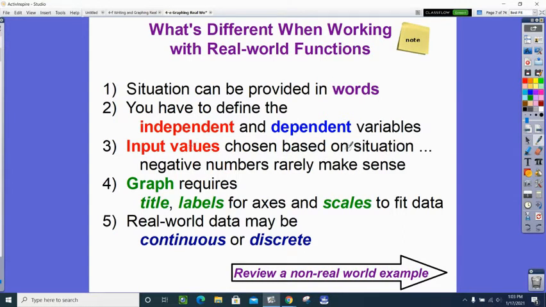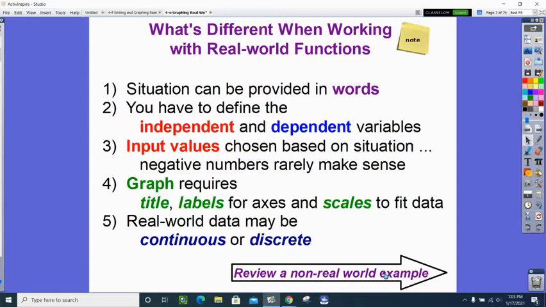Input values will be chosen based on the situation, and negative numbers don't always make sense unless you're talking about going underwater or losing money, something like that. But most of the time, we're all positive. On the graph, we're going to make sure we put a title. The labels will come off our definition, the X and the Y. And then you're going to make sure that your scales fit the data and that they are the same amount going left to right and going up. And then I'm going to introduce a word called continuous and discrete.